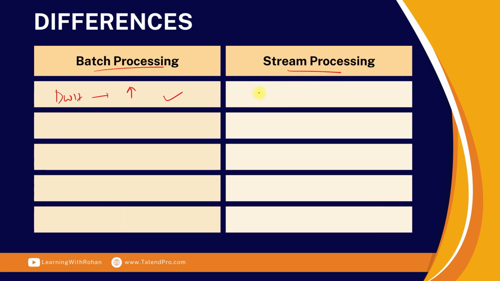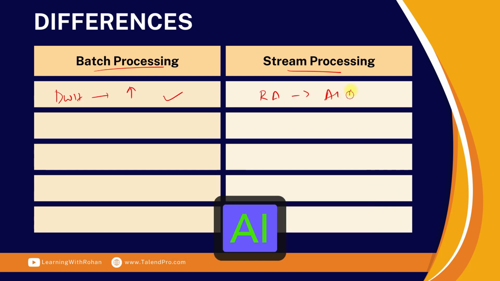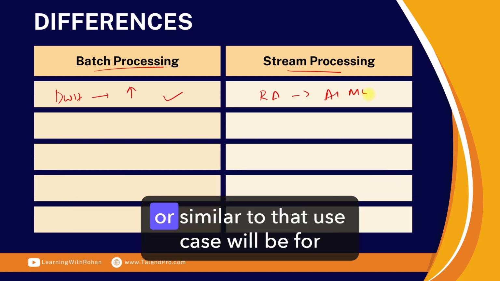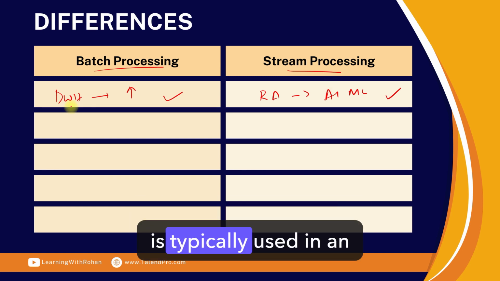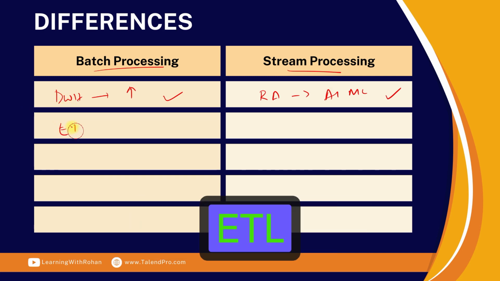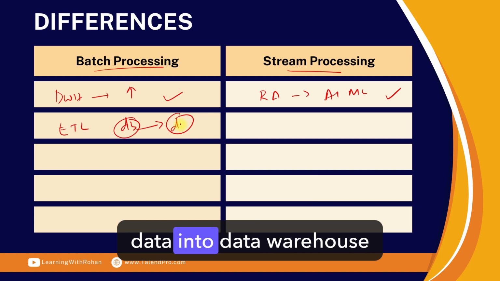And stream processing is primarily used in real-time analytics, such as AI, ML, recommendation engines, or similar to that. Those will be the use cases for stream processing. And batch processing is typically used in an ETL environment where we connect to a particular database and we load the data into a data warehouse.